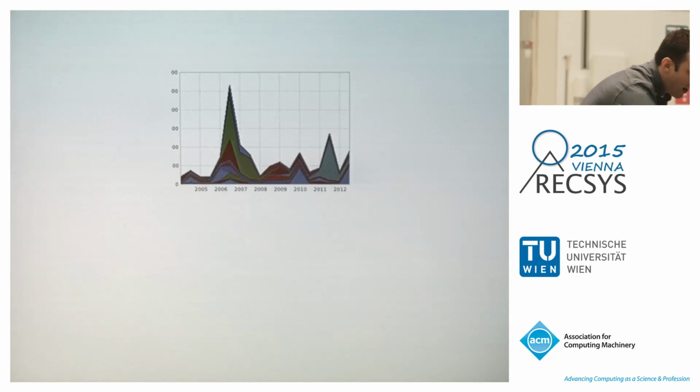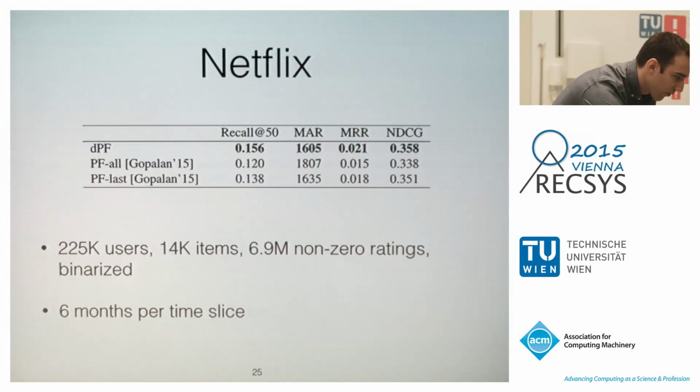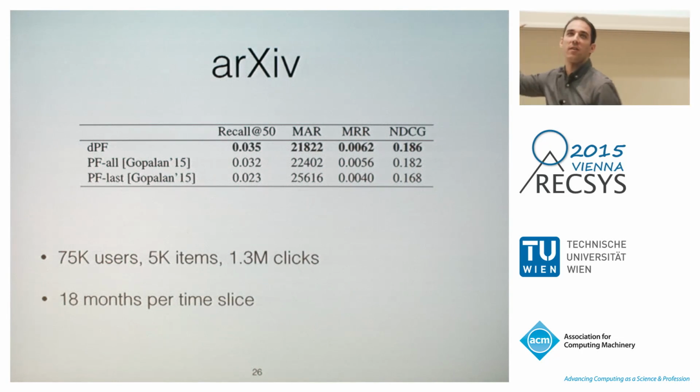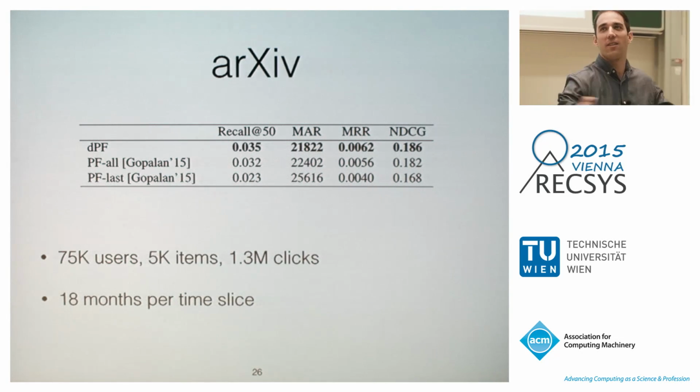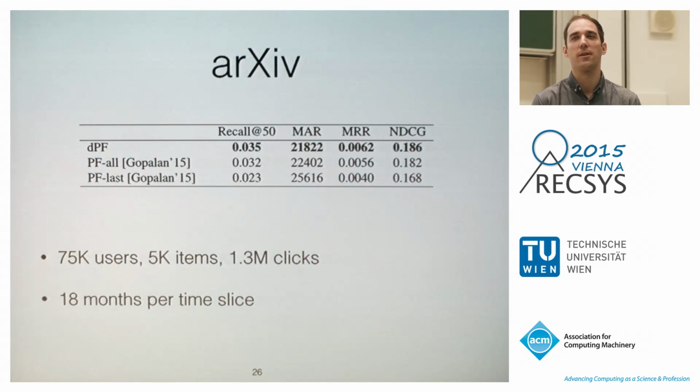Yeah. So the idea here is, for example, maybe for Netflix or for arXiv, you need to rank roughly 5,000 items, right? And so that's just very difficult. So I think it's a fundamentally difficult task.